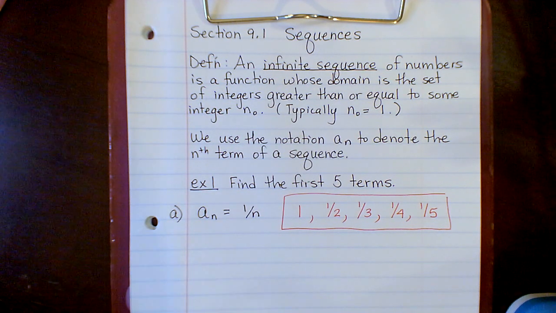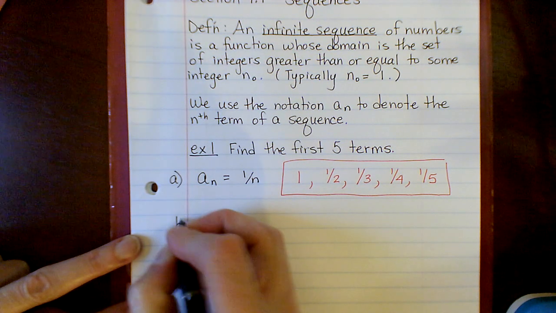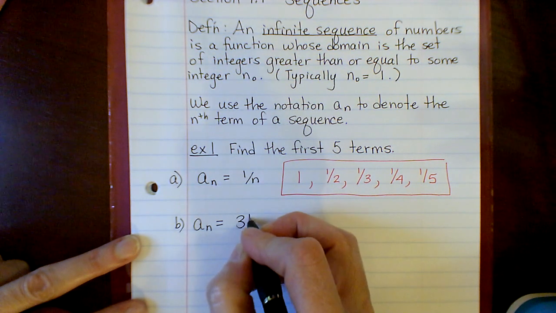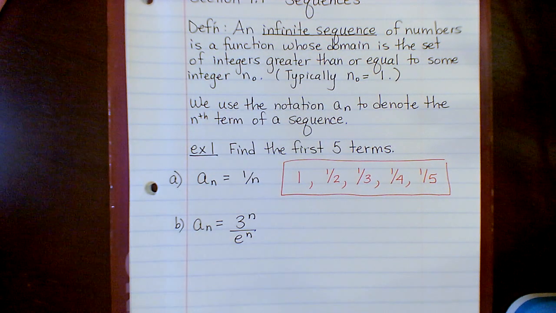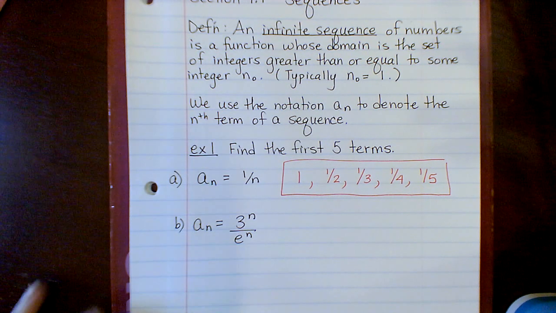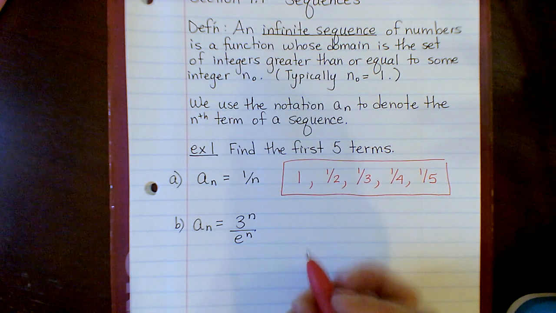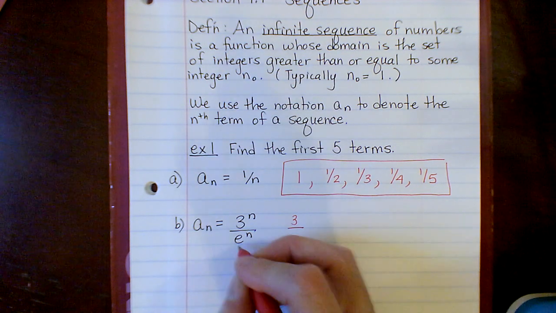Okay, so let's look at another sequence. 3 to the n over e to the n. Once again, we're going to plug in for n starting with 1, and yes, we do have to plug 1 in for both of these n's. So my first term is going to be 3 to the 1 over e to the 1.